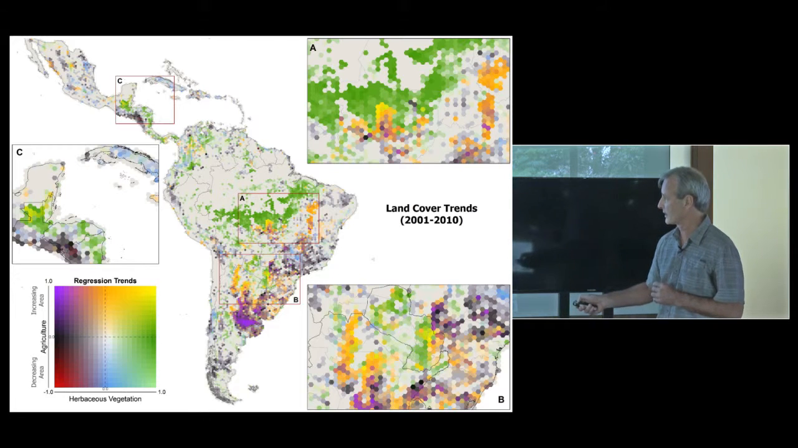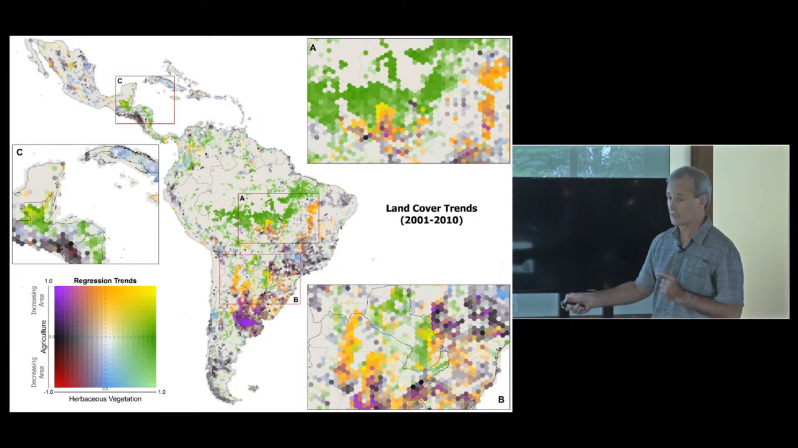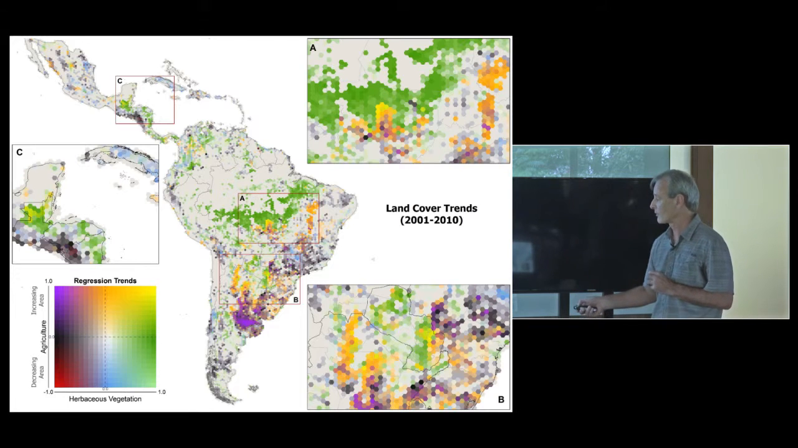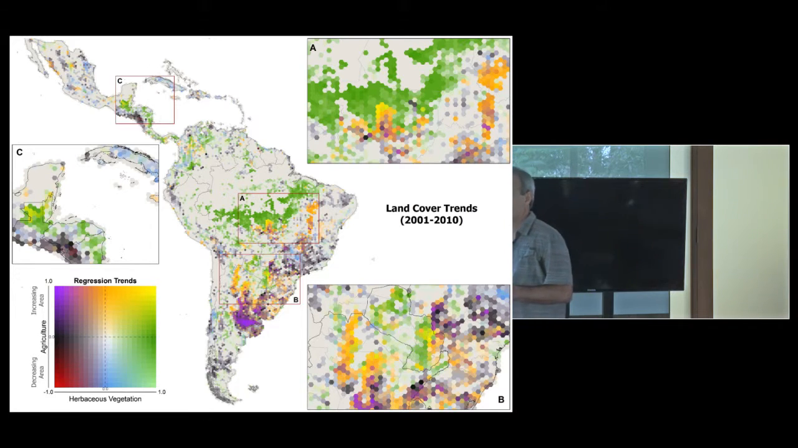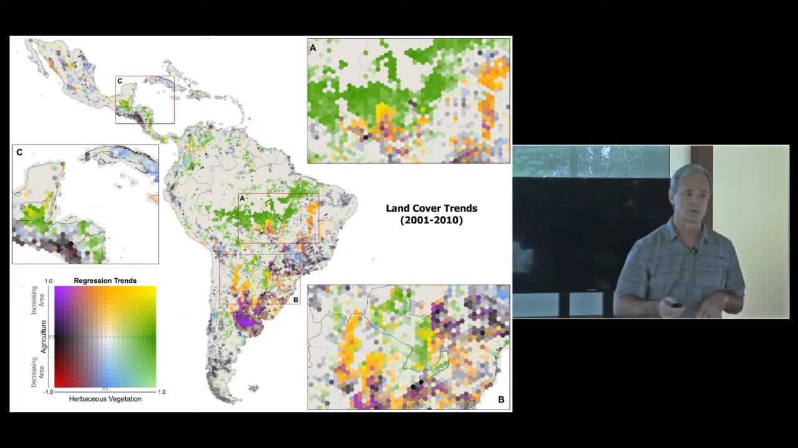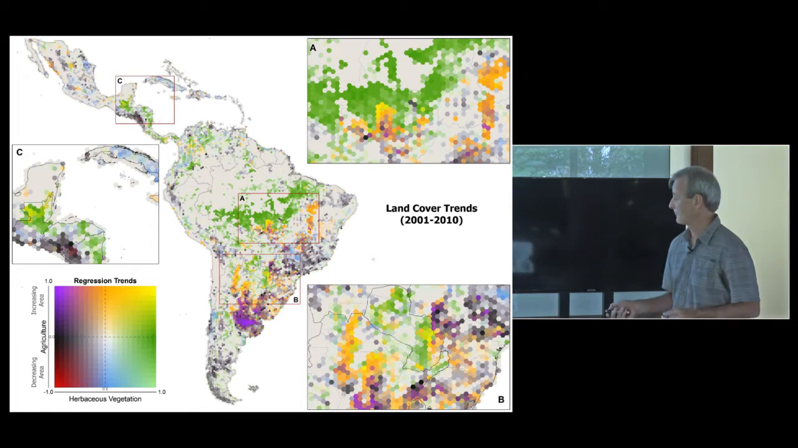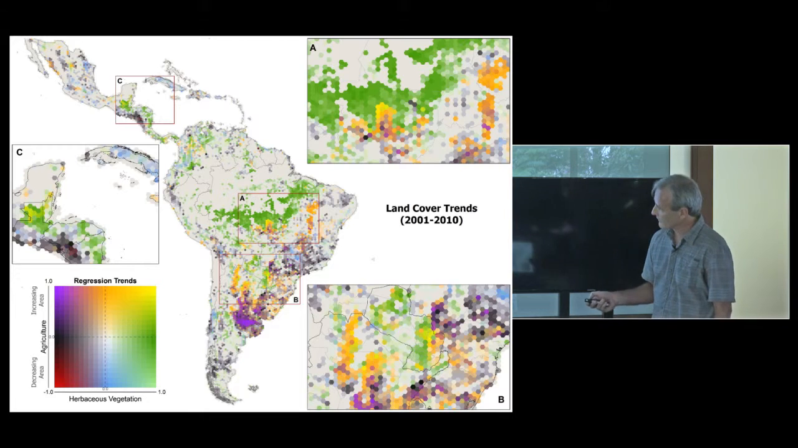Okay, now let's go look at colors of orange. And one of the areas that I know best is in northwestern Argentina. This is blowing up a little bit. And we find a very different trend. Here, there's no change in herbaceous vegetation, but there's a big increase in agriculture lands. These areas here are the dry forest of the Chaco, and they're being deforested and converted directly into agricultural lands, specifically for soybeans.